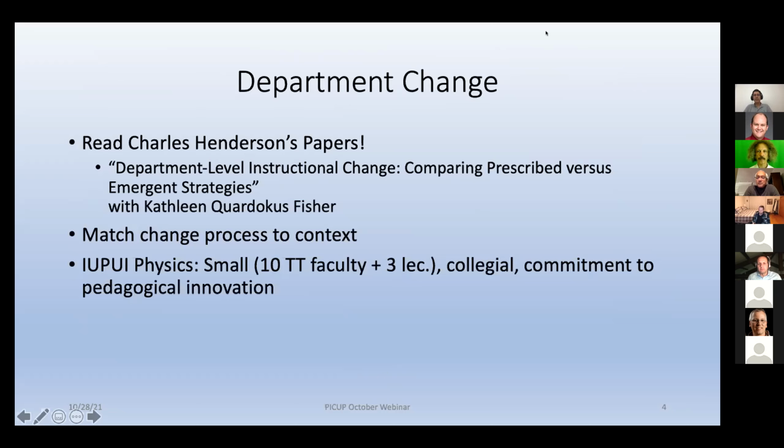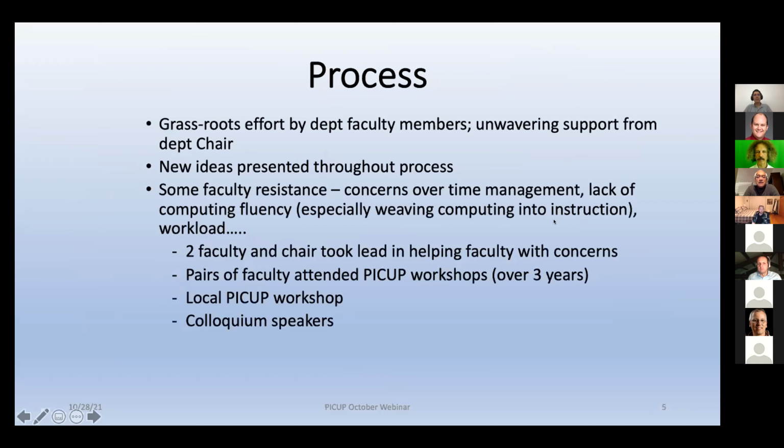So we are a somewhat small physics department. We have 10 tenure track faculty members, 3 lecturers. One of the things, or a couple of things that we had going for us in, Andy, if you could just stay on that slide.